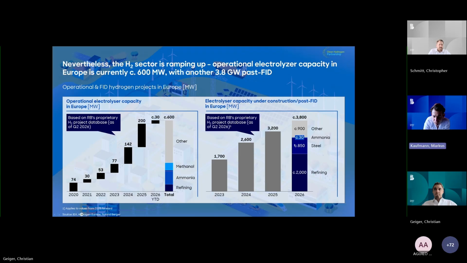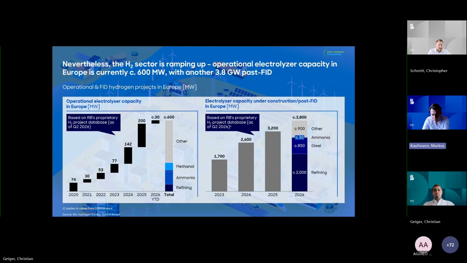Quite a widespread of use cases. Historically speaking, also a lot of electrolyzers serving non-industrial or refining use cases, especially in mobility. That's a large chunk of other that you see there. And when we look at what's under construction, the post-FID projects, you really see that the market is changing from what it used to be.